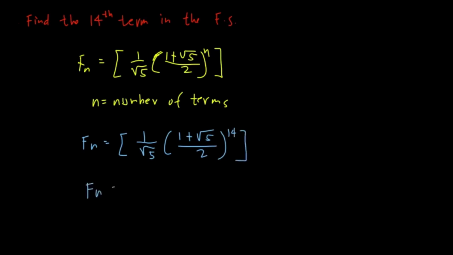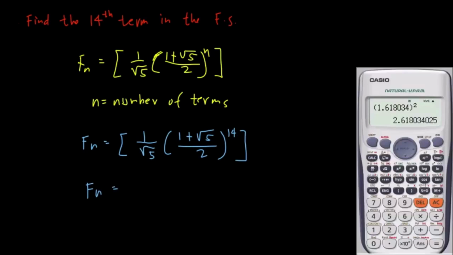So for our F of n, we'll use our calculator here. We can just directly input the problem in our calculator. So you have 1 over square root of 5, times, 1 plus square root of 5, over 2, raised to the power of 14.